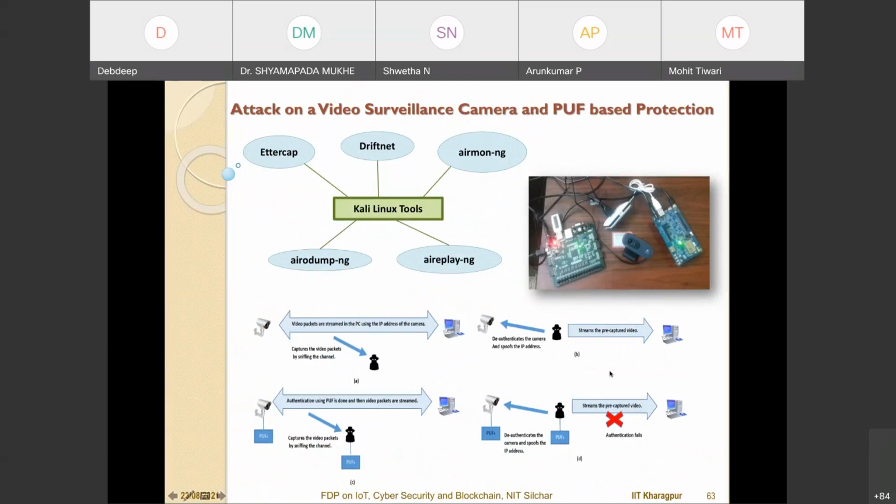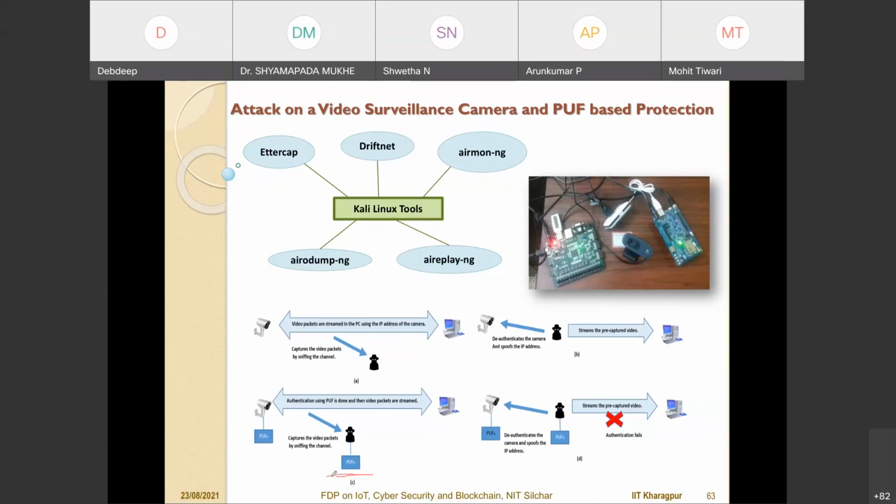And most of these video surveillance cameras have got security weaknesses. So in one of the attacks, we showed how a man in the middle attack can be done, which means that there is a man sitting in the middle who tries to play stale video, that means old video, and can confuse the receiver end. So we try to fortify the system by having this PUF-based mechanism.